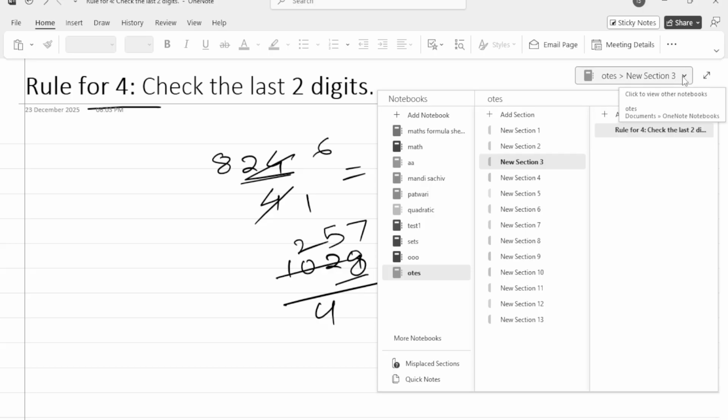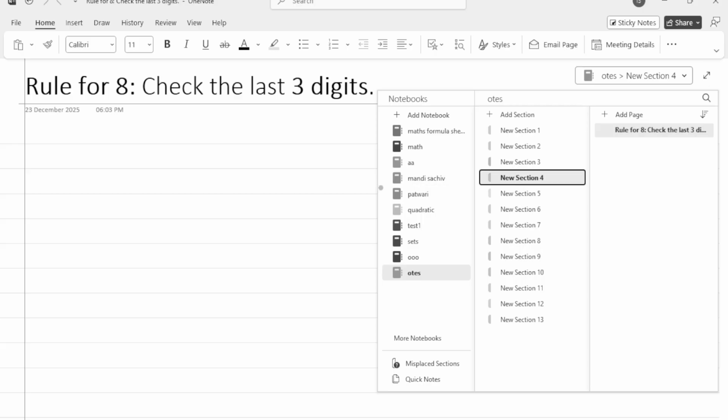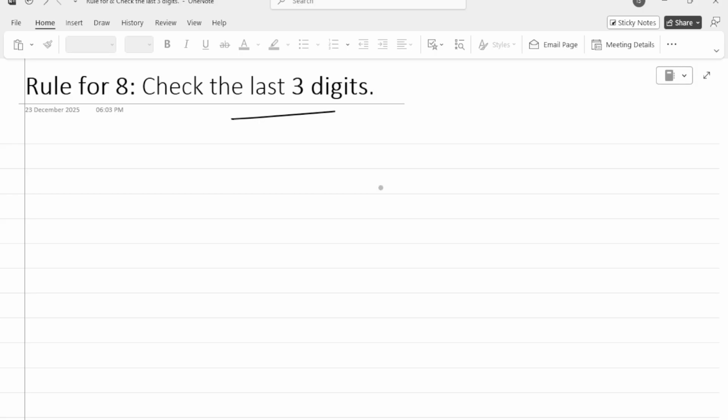Now move to divisibility by 8. Check whether the last three digits are divisible by 8. That means it is divisible by all these numbers. For example, 1064. First we take the last three digits and focus on them. They must be divisible by 8.